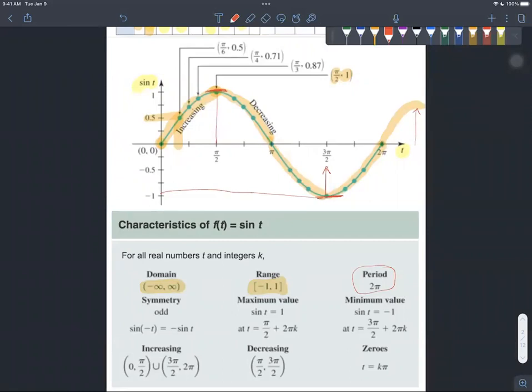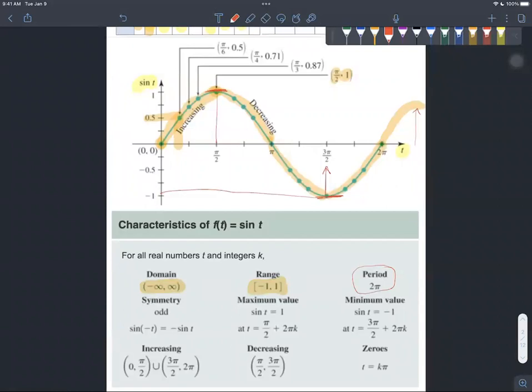Of course, this period can be changed. The length of a period can be changed if you were to stretch this or compress this horizontally. We talked about transformations earlier in this class. And so you know of horizontal stretches and compressions, which can change the length of a period. The period can be 1 pi or 4 pi or any other value.